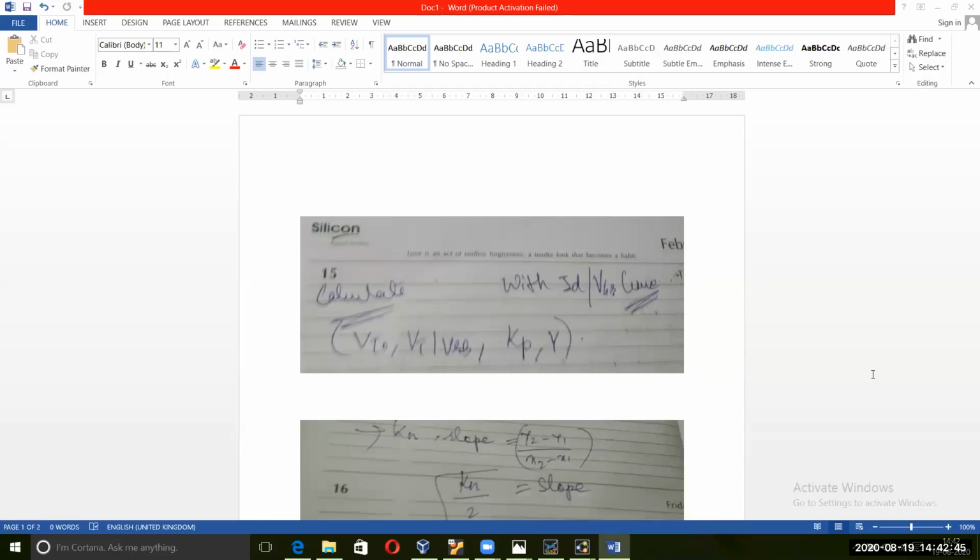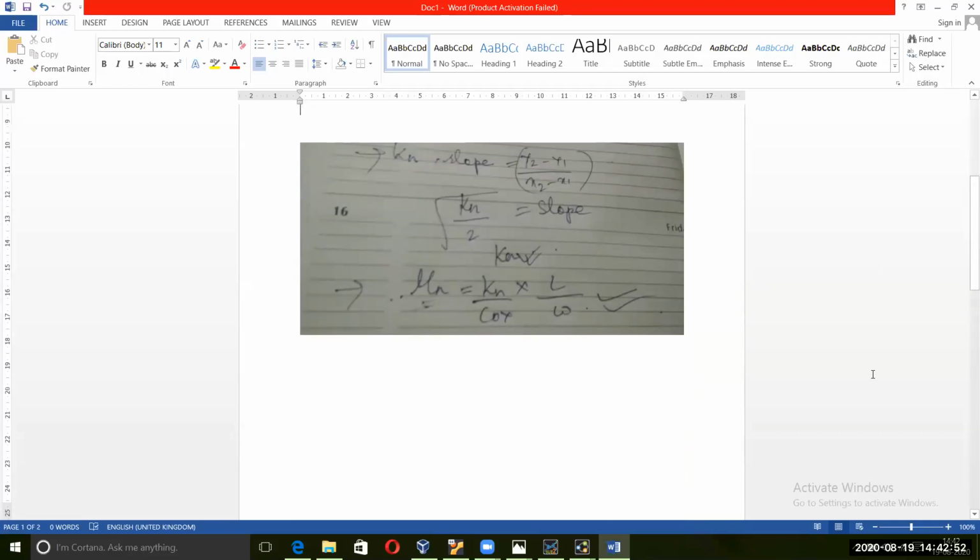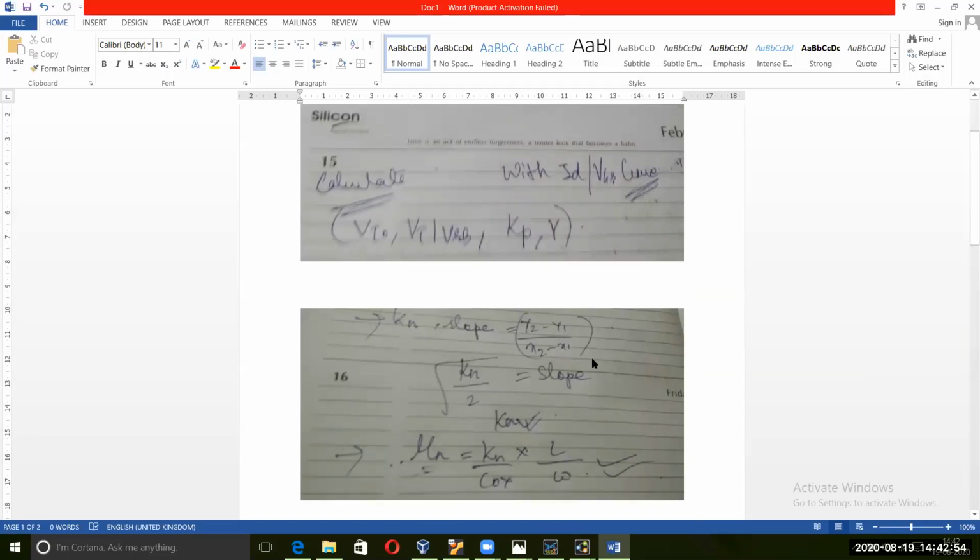Okay, so yes, this is the way you can calculate slope. Your slope, we know, is equal to del y by del x for anything. So (y2 minus y1) by (x2 minus x1) gives you the slope. And what is the slope actually? It is Kn by 2 root over, as Shatabdi had explained. And Kn is the transconductance. Okay, and we are interested in finding the transconductance.